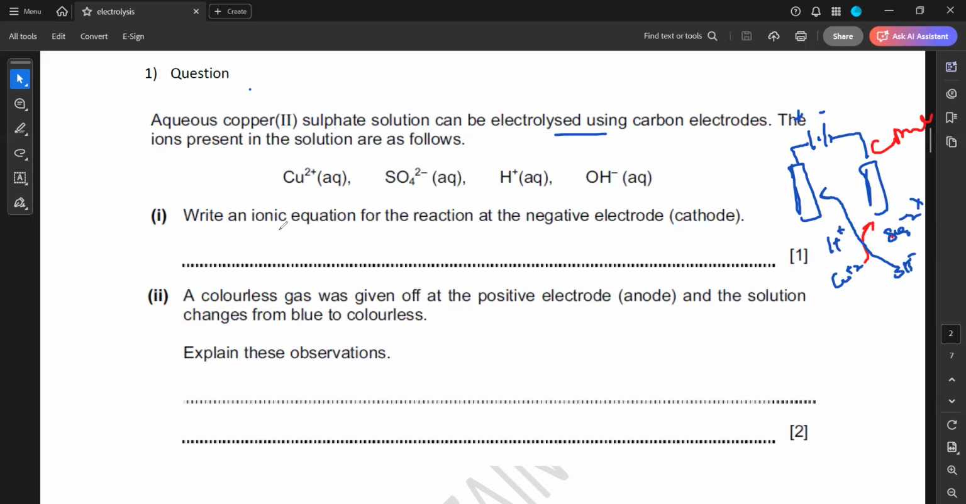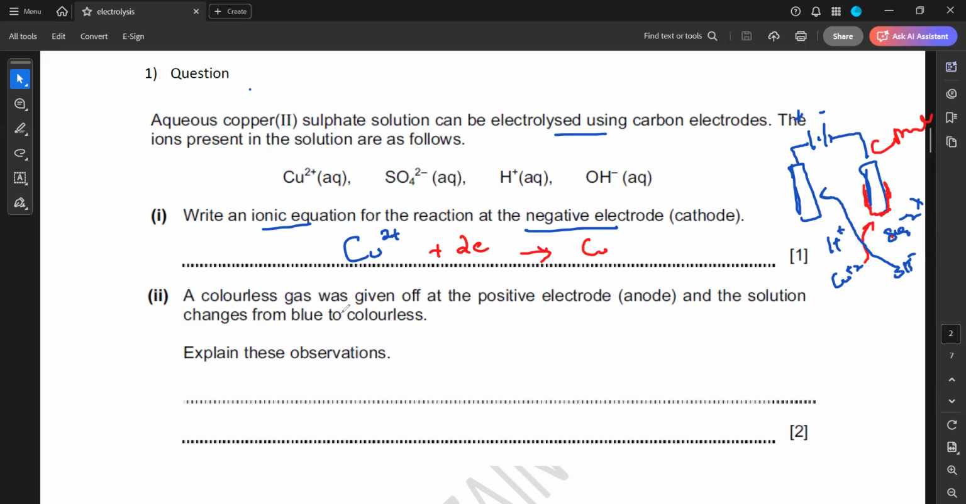So we need to write an ionic equation for the reaction at the negative electrode, or cathode, because the copper ion is moving. So copper is 2 plus. How many electrons should it take? The charge is 2 plus, so it should take 2 electrons and it will form a copper atom. So at the cathode, copper atoms are formed. So copper will stick to the cathode.